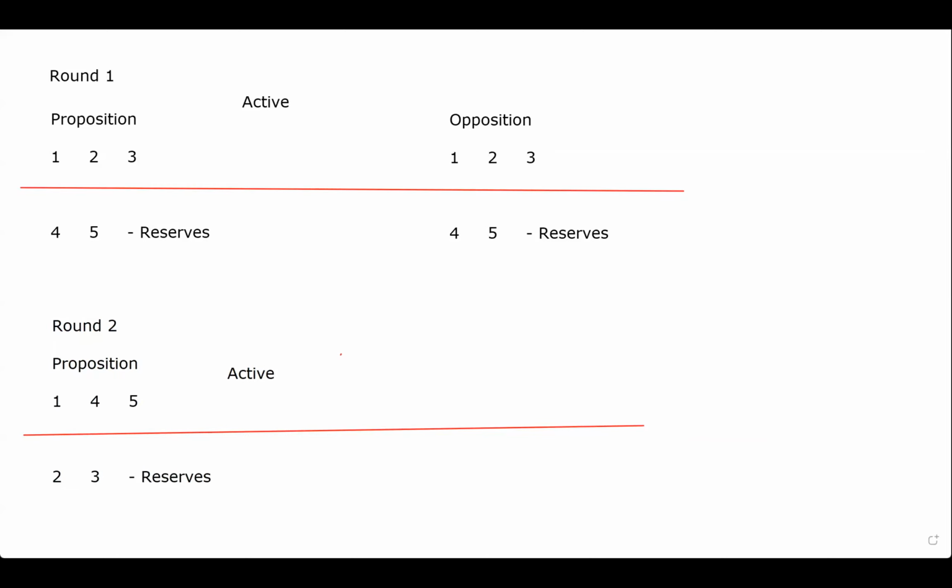We see here that in round one, team members 1, 2, and 3 are active. Team members 4 and 5 are the reserves, so they're not allowed to participate in this debate. But if the team wins and makes it through to the next round, the team may wish to swap the lineup. They may take member 2 and member 3 out of the team and replace them with member 4 and member 5. Now they've got a new 3-person team who will compete in that debate, and team members 2 and 3 will be the reserves, so in this debate they won't be allowed to participate.